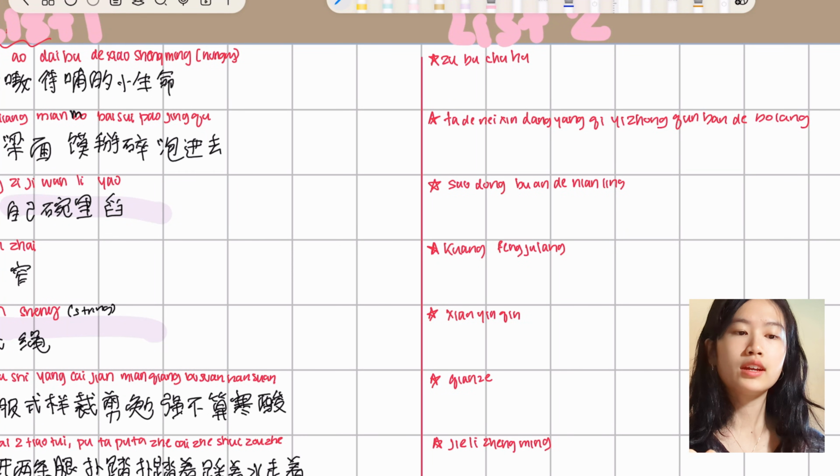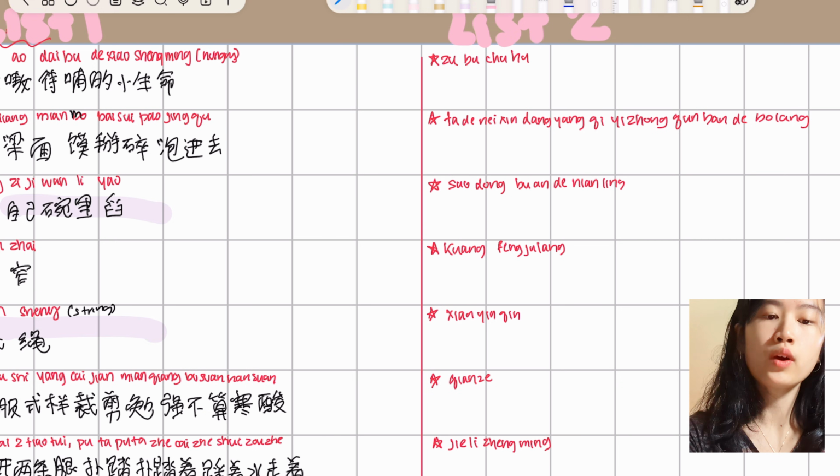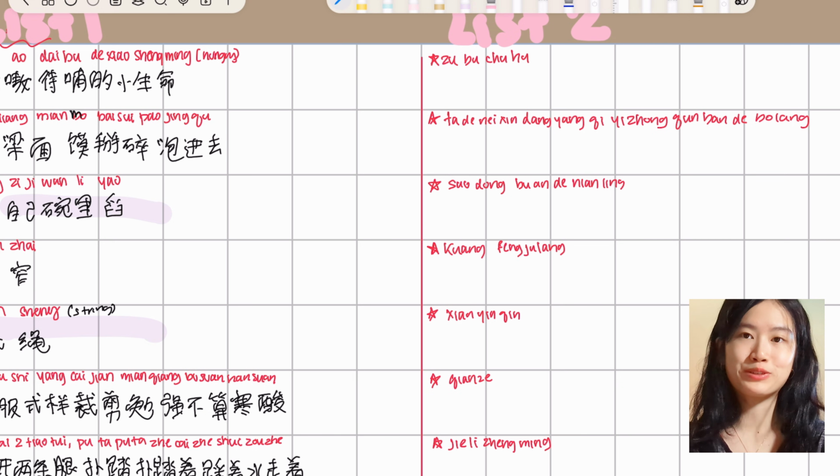So now I guess I can just show you guys how I go about doing that. For here, this is list 2 that I've created, and now I can just go back and try to recall the information.